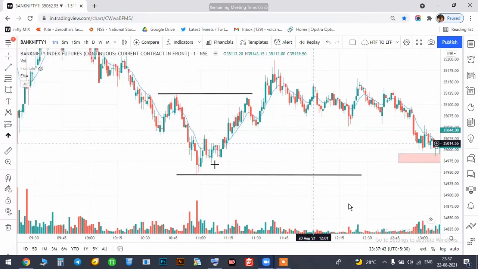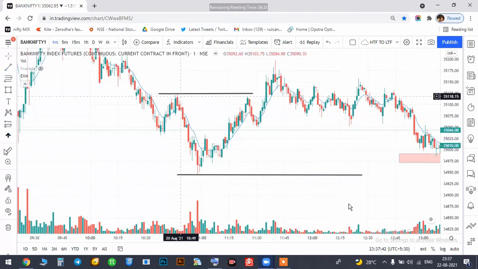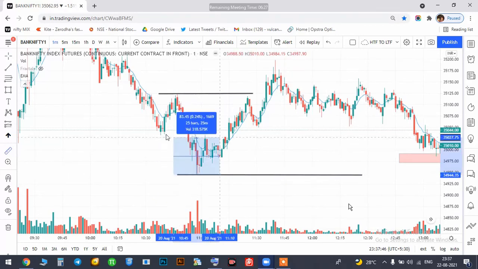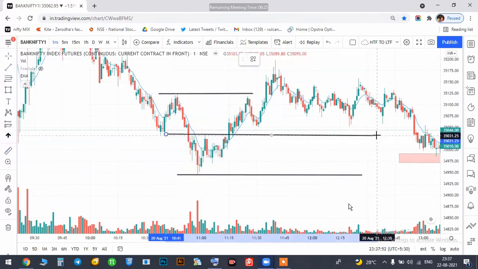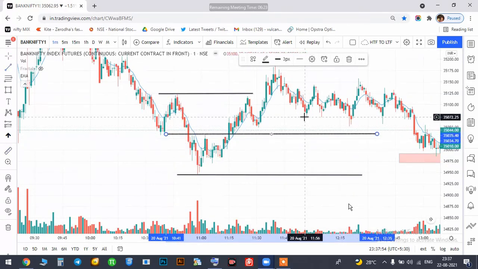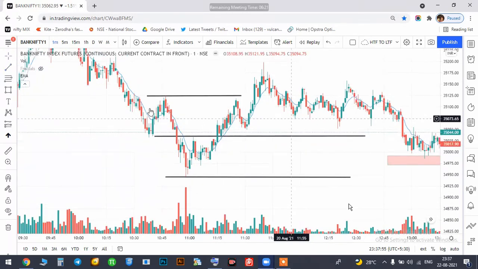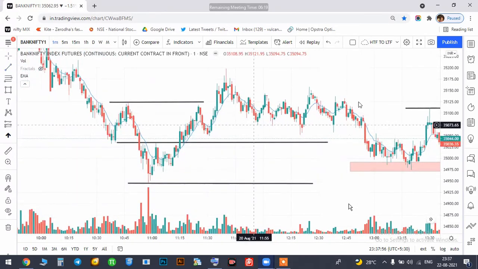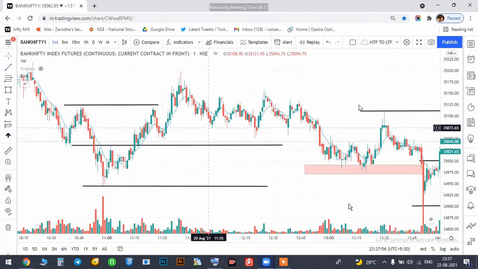See here, in this range what happened. Most of the time I have experienced that in one candle I'm in profit and in another candle I'm in loss. Exactly, that option buying is very deadly.